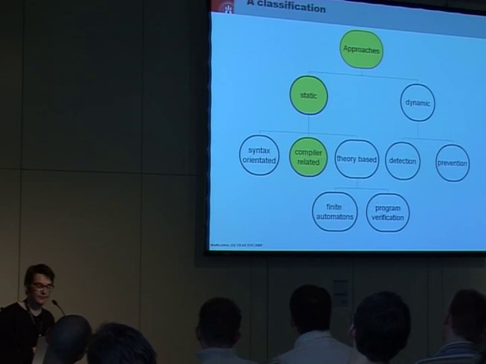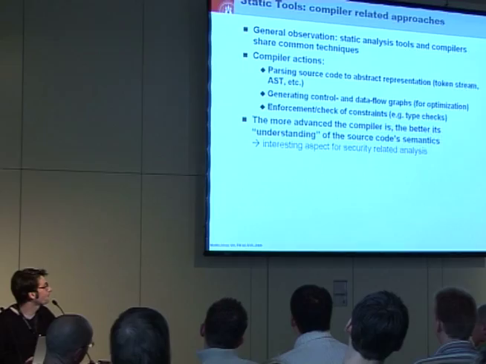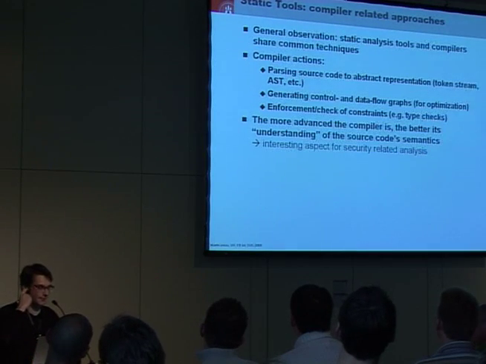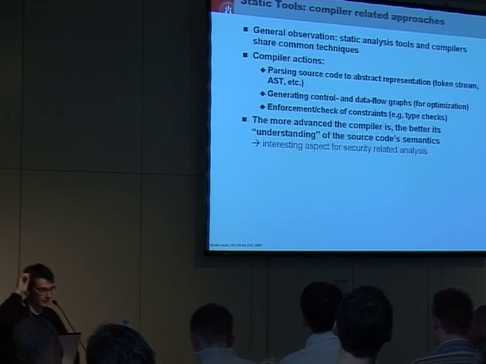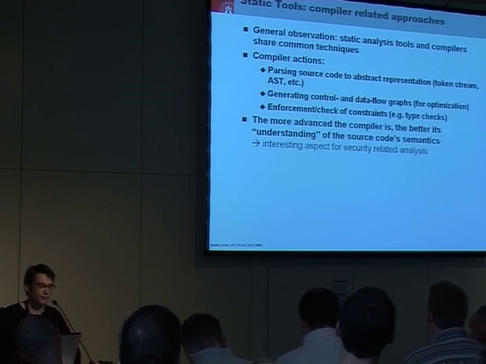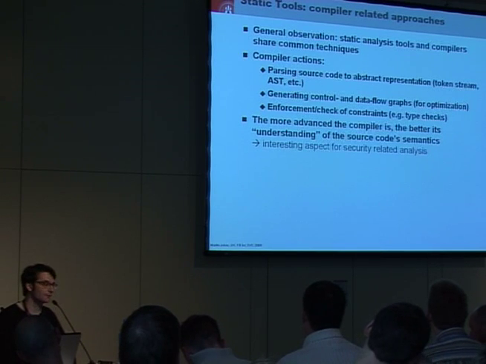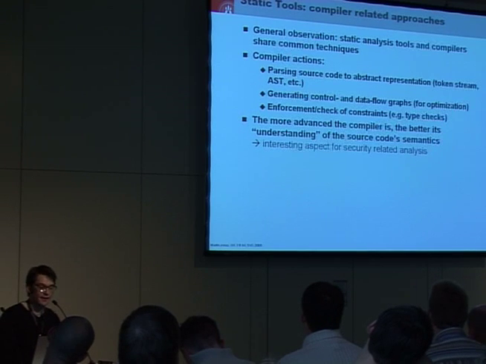The next type of tool is on the next slide. I have 2 examples for this: the compiler-related tools. If we look at compilers, especially at modern compilers, we can make a general observation. Static analysis tools and compilers share quite a lot of common techniques. A compiler does parse the source code into an abstract representation, token stream, abstract syntax tree, or something more complicated. Even our syntactic tools do this. For optimization reasons, they generate control and data flow graphs. This is something we could use for static analysis for security reasons as well.